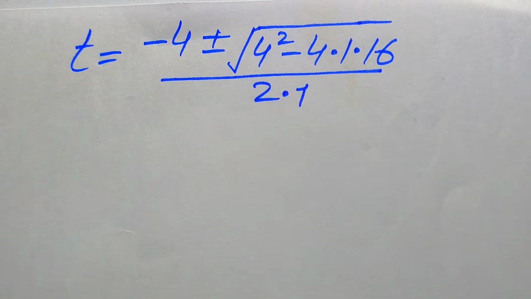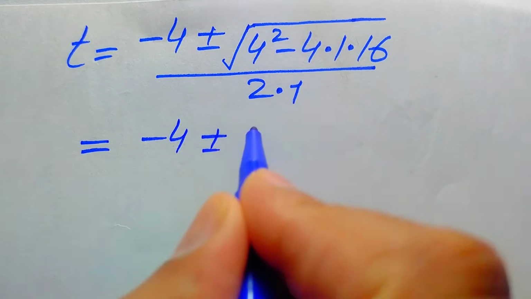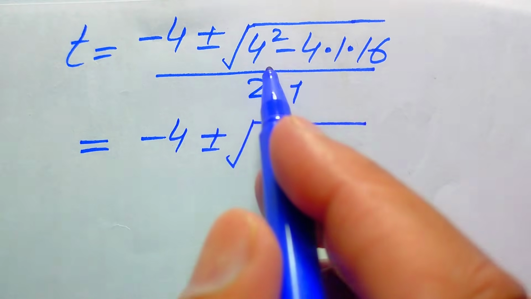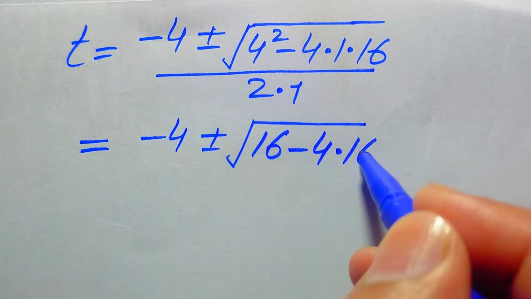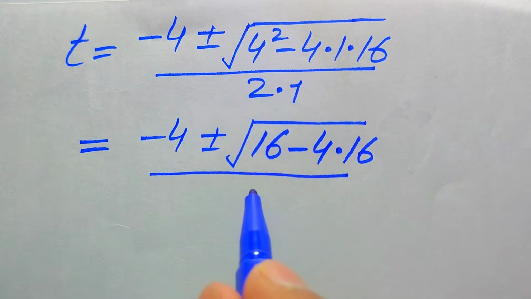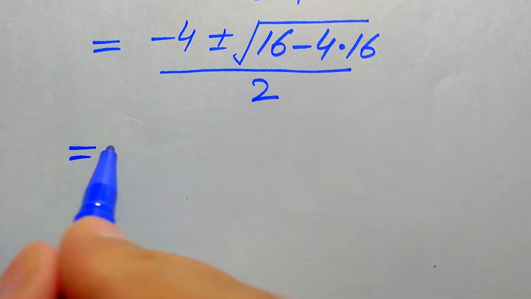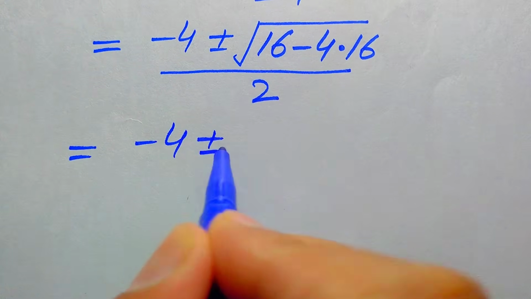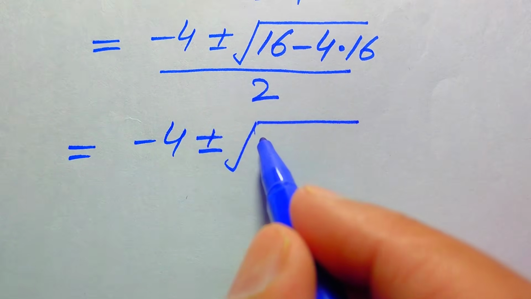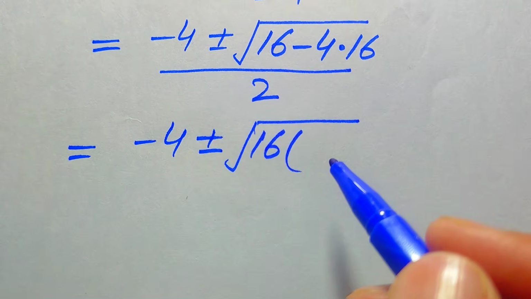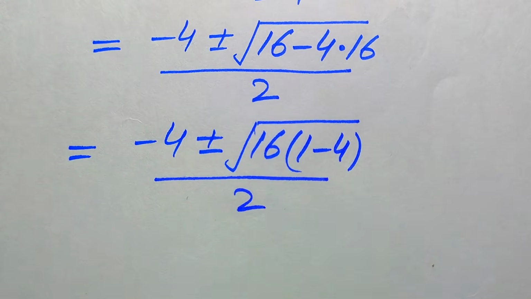Further, in the next step we need more simplifications, and it will be written as minus 4 plus minus square root of 4 squared, and we know that 4 squared becomes 16, minus 4 times 16, divided by 2 times 1, which is 2. In the next step, it will be written as minus 4 plus minus. Here you see that 16 is the common value, so we will take 16 common inside the square root sign, and the remaining values are 1 minus 4, divided by 2.